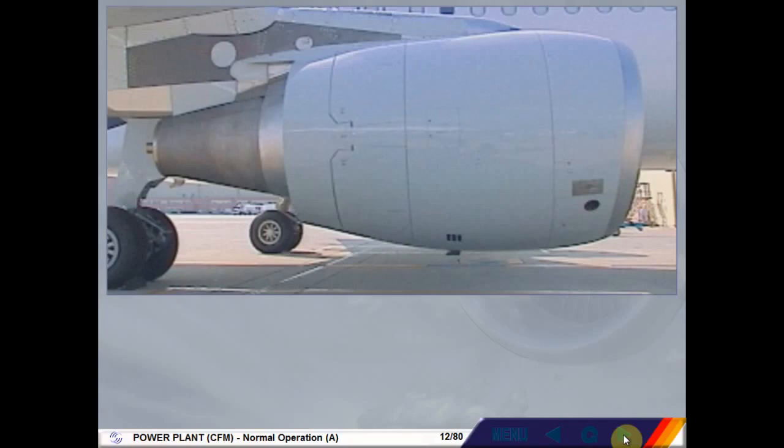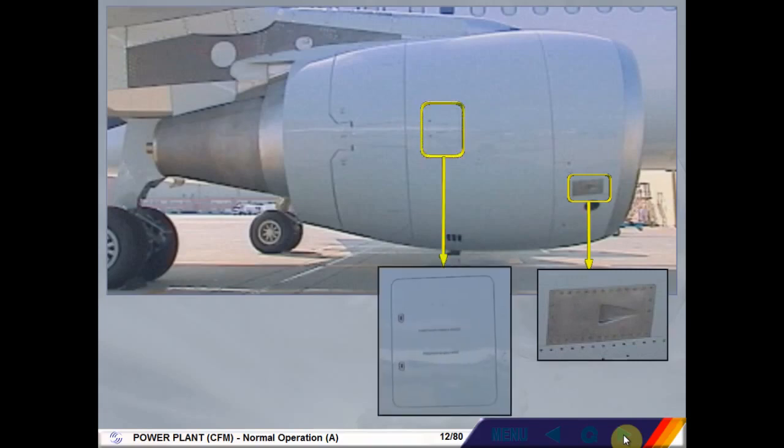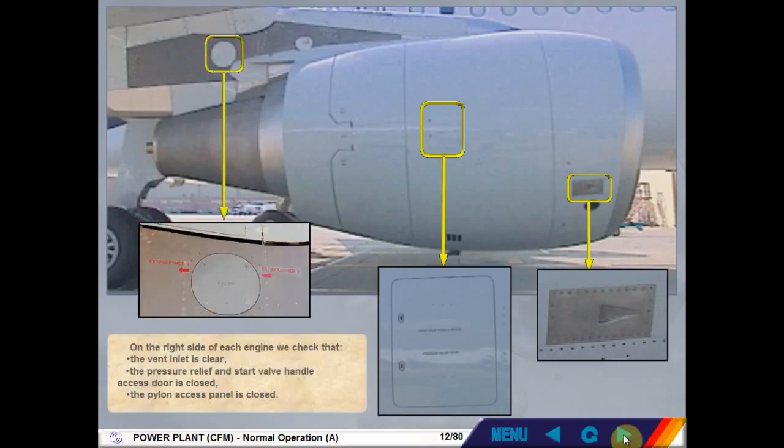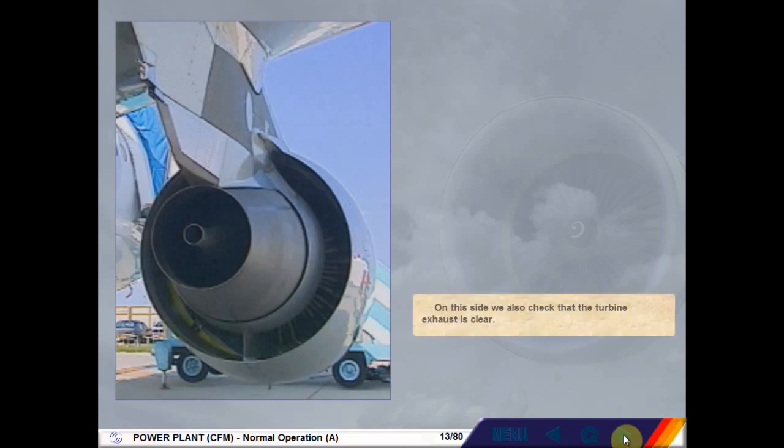On the right side of each engine, we check that the vent inlet is clear, the pressure relief and start valve handle access door is closed, the pylon access panel is closed. On this side, we also check that the turbine exhaust is clear.